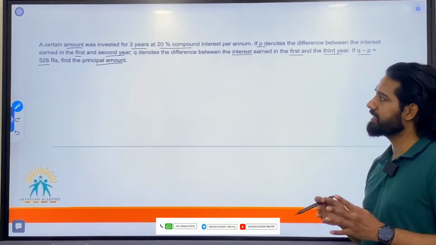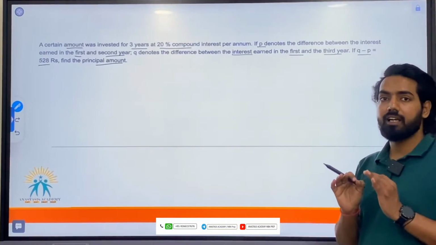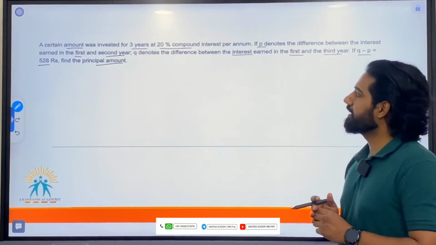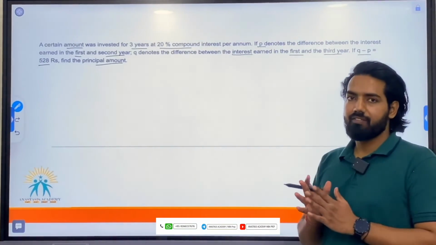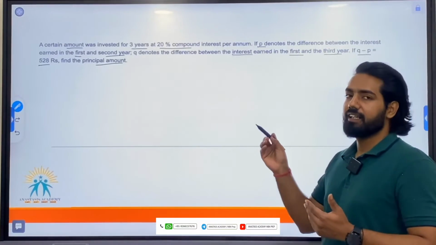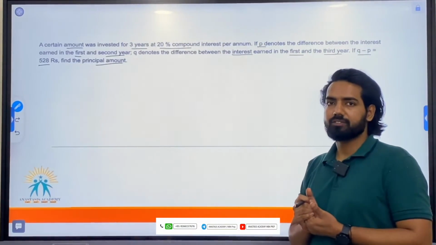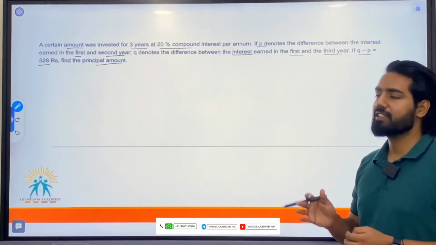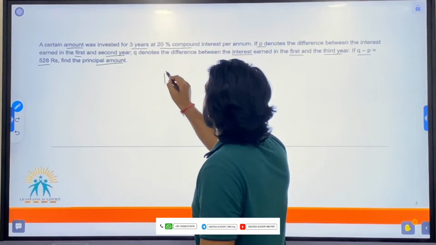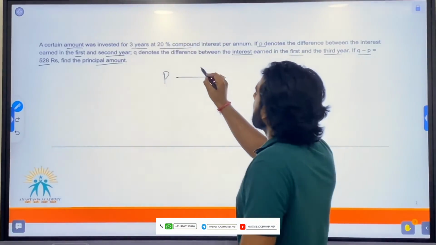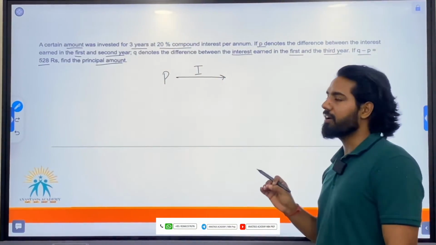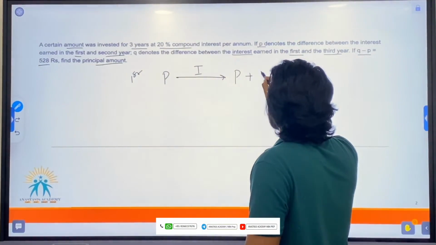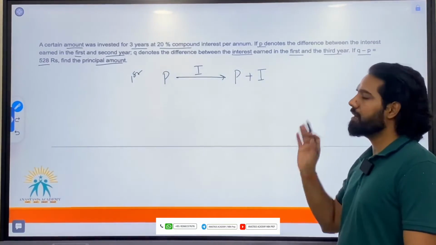So the certain amount is invested for 3 years at 20% compound interest. In case of compound interest, I know the principal gets updated every year, right? Or we can say the interest earned in the previous year earns the interest for the next year. For example, if P is invested and this is the amount of interest earned on this principal for first year, then after the end of first year, the amount I get is principal plus the interest.